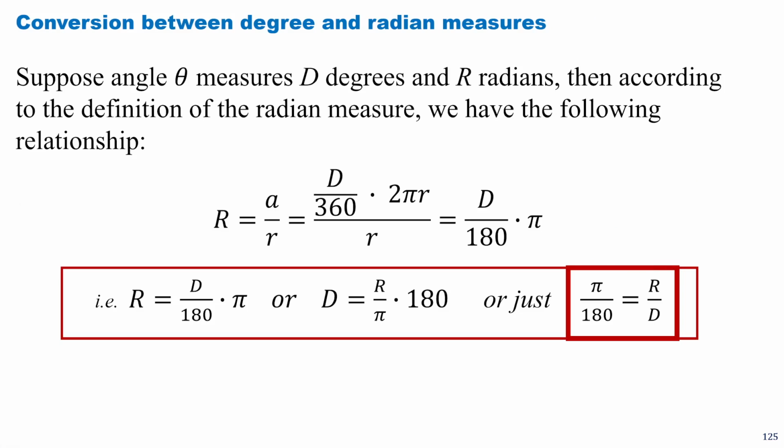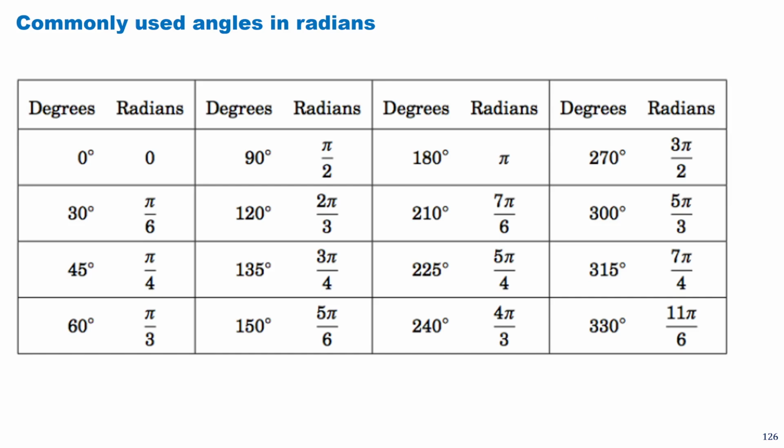Okay, next, let's have a look at some commonly used angles in radian measures. For example, 0 degrees is 0 radians, right? 30 degrees is a 6th pi. 45 degrees is a quarter pi, right? And 60 degrees is a third pi. And also have a look at other degree measures and their corresponding radian measures. And of course, we also know 360 degrees is 2 pi, right? These are commonly used angles in radians.